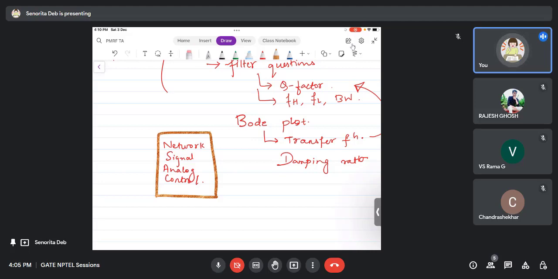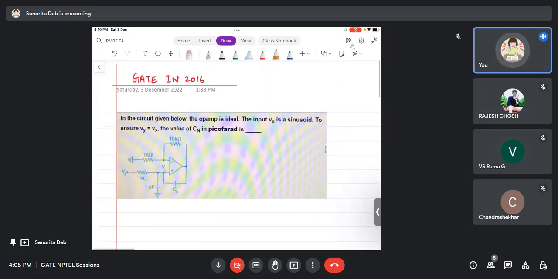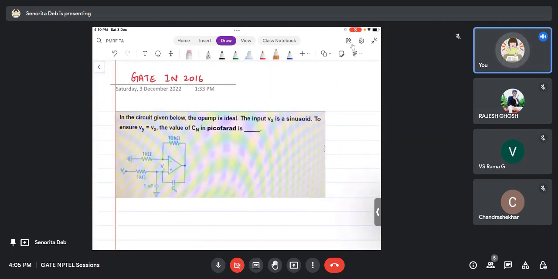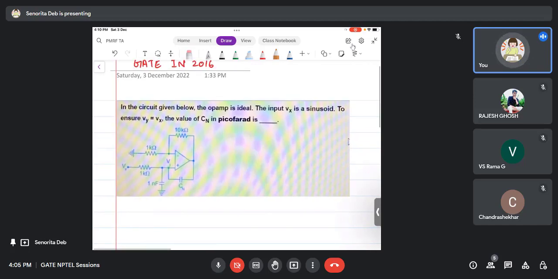So with this, let me start with the first question. This is a GATE instrumentation 2016 question. It's a sort of easy question. So what kind of feedback is this? There is a capacitor connected across the positive terminal, making it look like positive feedback, and there are resistors also. But this is a negative feedback system, because the resistors follow strict Ohm's law.